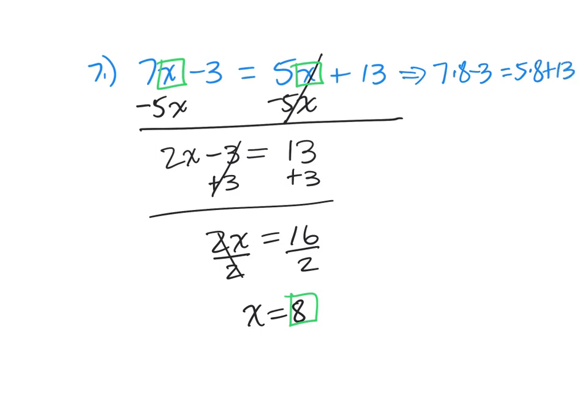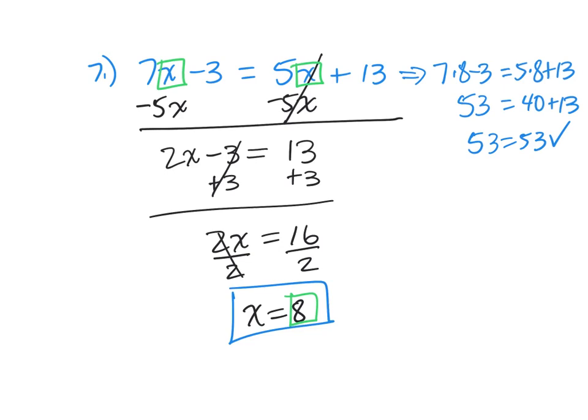Well, let's see, on the left, 7 times 8 is 56, and 56 minus 3 is 53. On the right, 5 times 8 is 40, and 40 plus 13 is also 53. We get 53 equals 53. That's a true statement, so that means that our solution is correct.